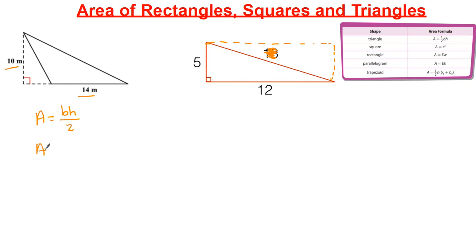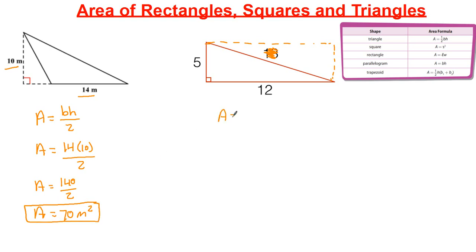Let's go ahead and fill this out. Area is equal to the base, which is 14, multiplied by the height, which is 10, and then we're going to go ahead and divide that by 2. So area is going to be equal to 140 divided by 2. So area is going to be equal to 70 meters squared. Okay, it's very, very important that you put your units.